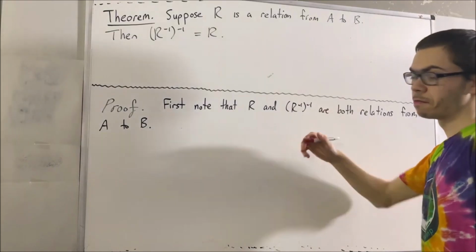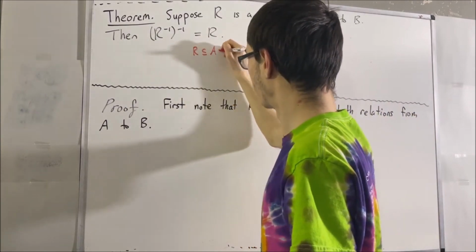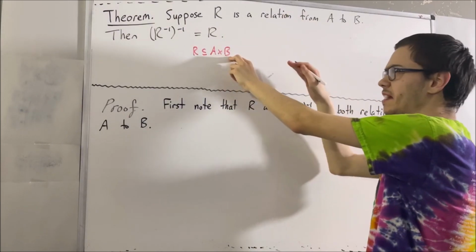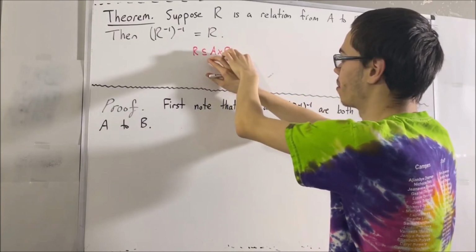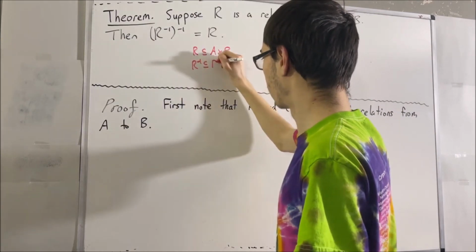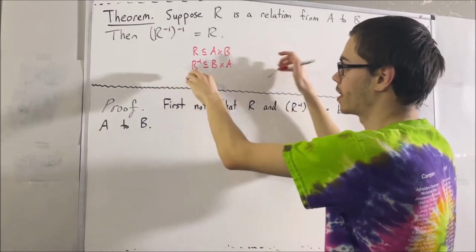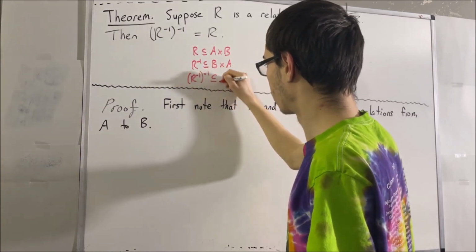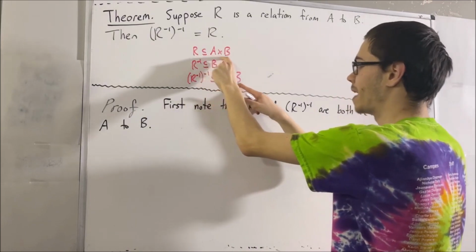And see why that's true. First of all, we're given that R is a relation from A to B, which is equivalent to saying that R is a subset of A times B. Next, if we take the inverse of R, then that will just swap A and B around, and we'll have that R inverse is a relation from B to A. And if we take the inverse yet again, that'll swap B and A around, and we'll get that the inverse of R inverse is a relation from A to B. So as you can see, both R and the inverse of R inverse are relations from A to B.